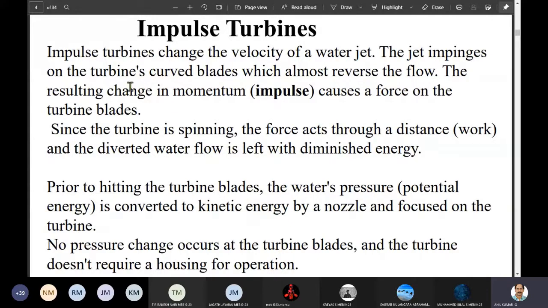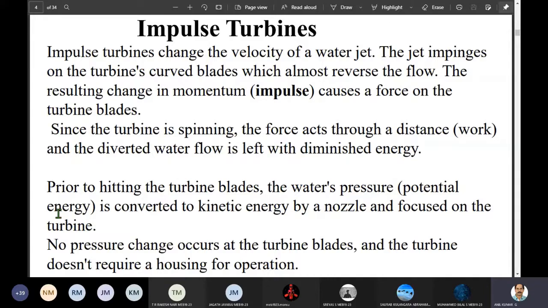Okay, so impulse turbines change the velocity of the jet. The jet impinges on the turbine's curved blades, which almost reverse the flow, and as per Newton's second law, the change in momentum causes a force on the turbine blades, and the turbine spins. The force acts through a distance. The point of application of the force is displaced in the direction of the force, so work is done. Okay, so the water flow is left with diminished energy, that is, the outgoing deflected water.